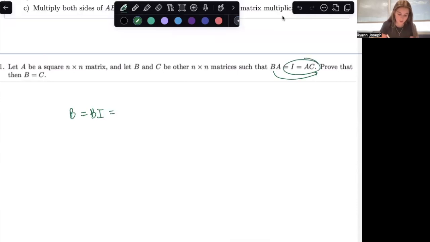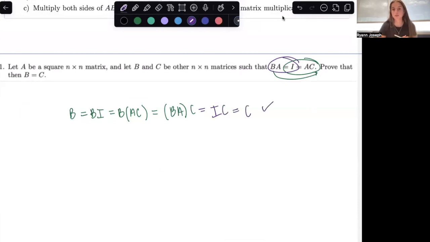I is equal to AC, so I can do B is equal to B times AC. This is the same thing. And matrix multiplication is not commutative, but you can redistribute the parentheses. So we can change this to BA, C, and then we know that BA is equal to the identity matrix. So I is equal to BA. So this is IC, which is then just equal to C, proving that B is equal to C by using the identity matrix properties and going through there.